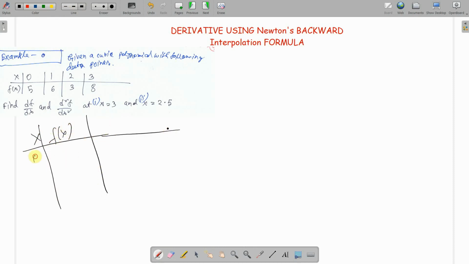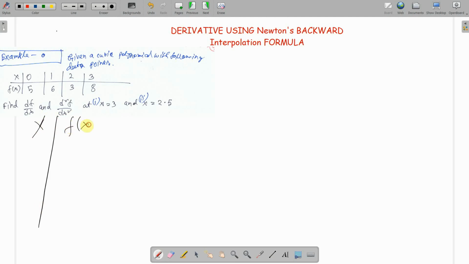Okay, so first write this down: x is 0, 1, 2, 3 and f(x) is 5, 6, 3, 8. So I'll be writing x and f(x). Okay, then 0 1 2 3, it will be 5 6 3 8.